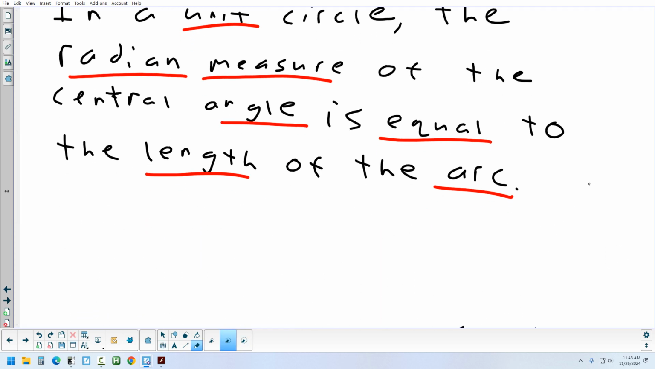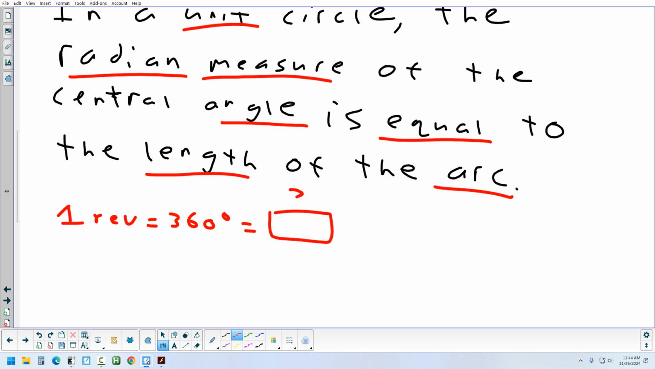So the fact that this special thing happens can help us to figure out how many radians it takes to go all the way around the circle. Okay, we already know this. Let's write down: 1 revolution is how many degrees? Yep, 360. We already know that. The question I want to know is how many radians is 360? Once I fill in that box, then I can convert between radians and degrees all day.